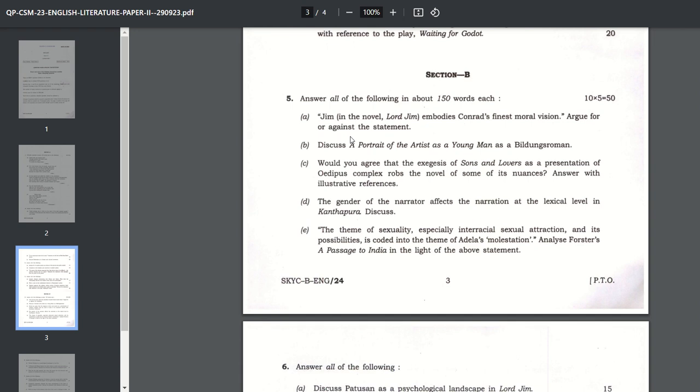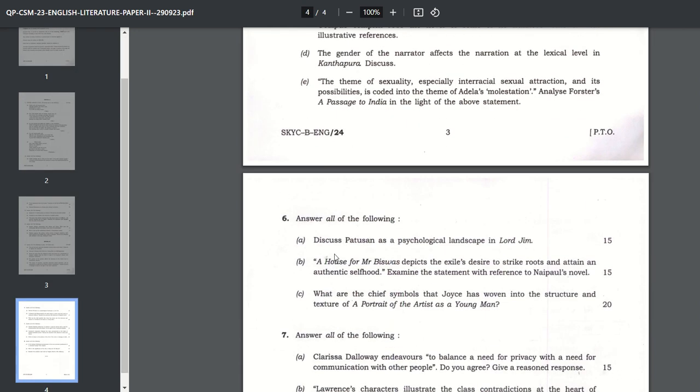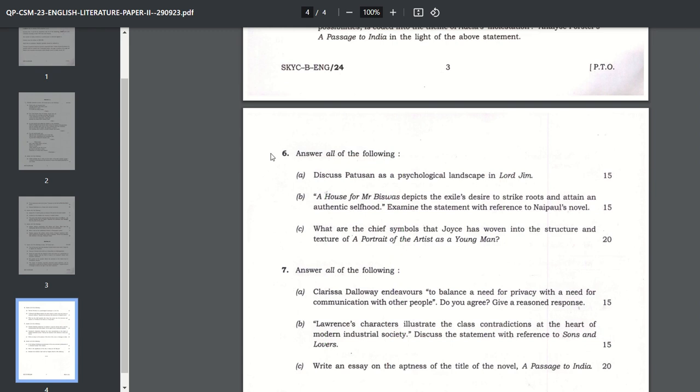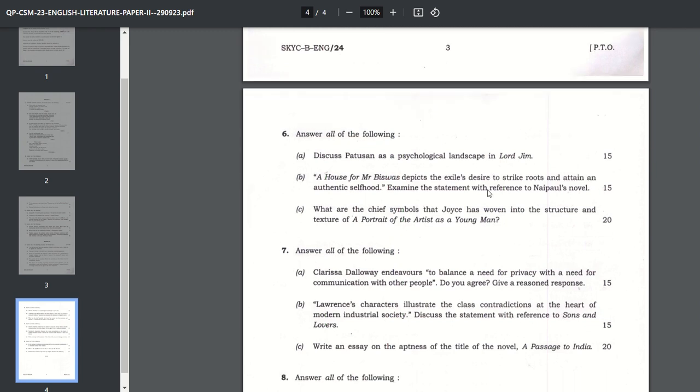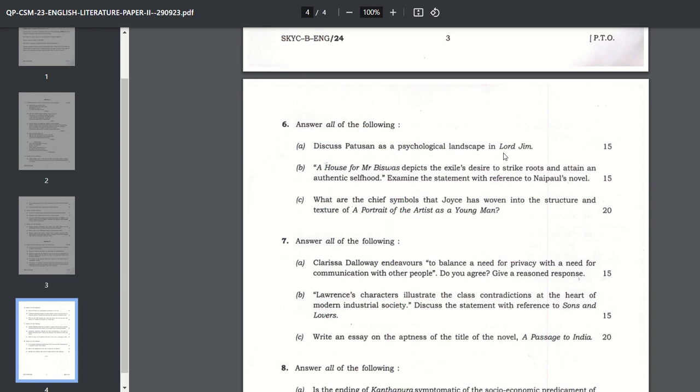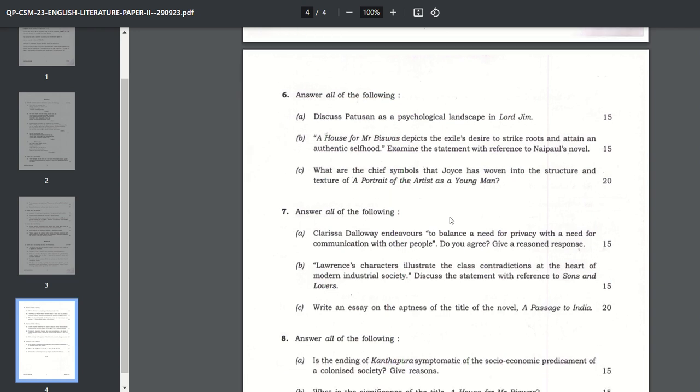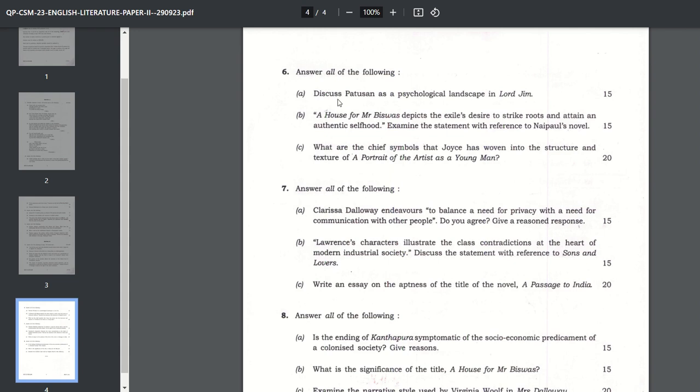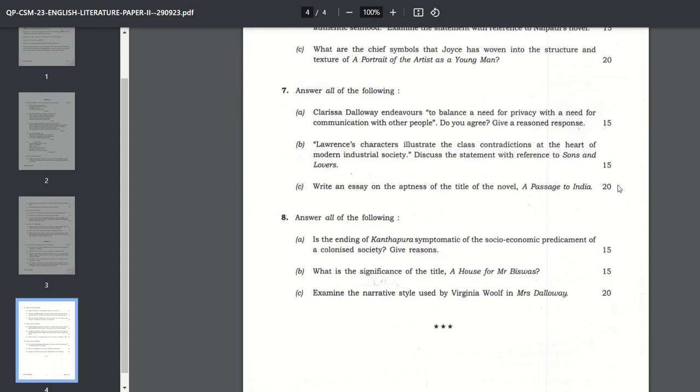So you have to prepare in detail and in a very comprehensive manner the works mentioned in section B of the syllabus of paper 2. Then you have questions, again in the same pattern. Question number 6 is from section B of paper 2, where the works are mentioned very clearly: Lord Jim, The House of Mr. Biswas, and A Portrait of the Artist as a Young Man. You choose any one and answer all the three questions, again 15, 15 and 20 markers.